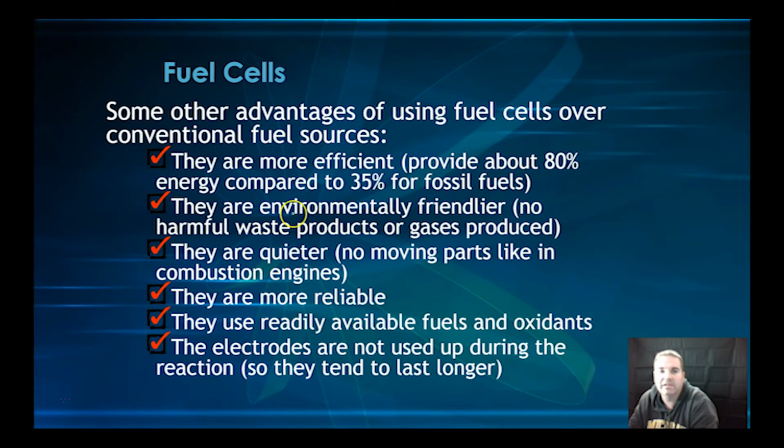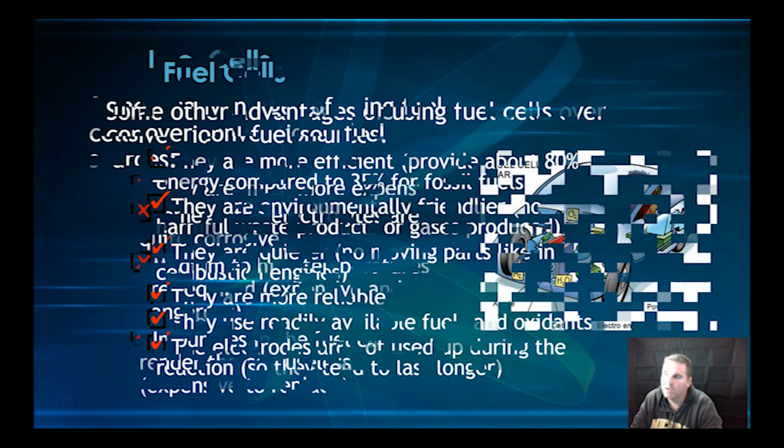Some other advantages, they're more efficient, which is what we've just said. They're environmentally friendly, no harmful waste products. We're producing water as a product, which isn't harmful. They're quieter, they have no moving parts like a combustion engine. They're more reliable because you don't have those working parts that can break down. They use readily available fuels and oxidants. It's quite easy to get hydrogen and oxygen gas. Oxygen is obviously present in the air. Hydrogen you can get from electrolysis of water, and the electrodes are not used up as they can be in some of those other electrochemical cells we looked at, so they tend to last longer.